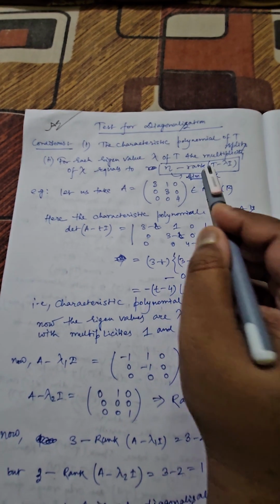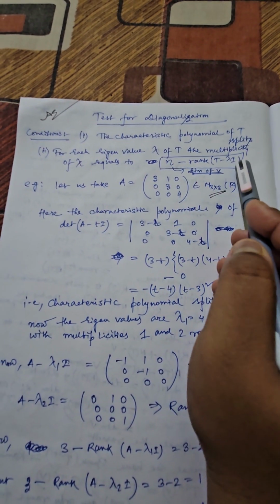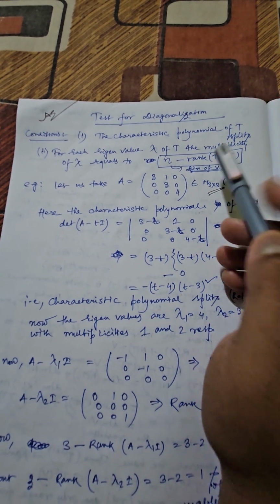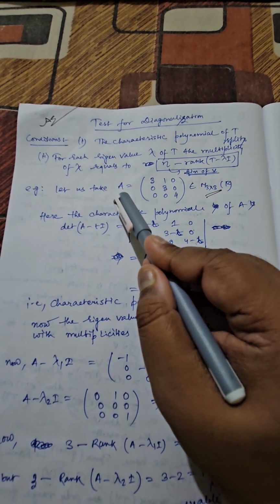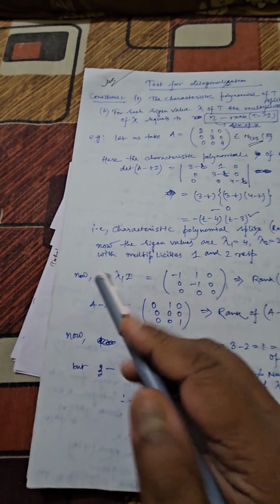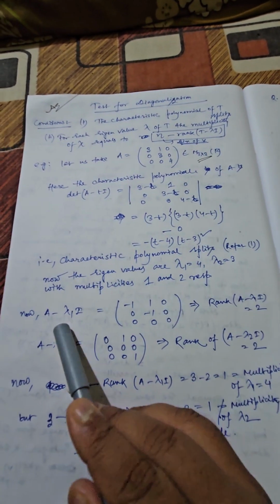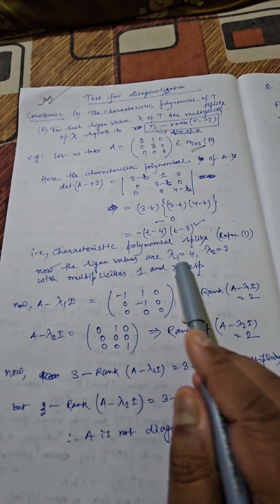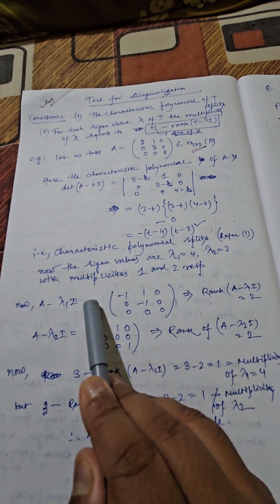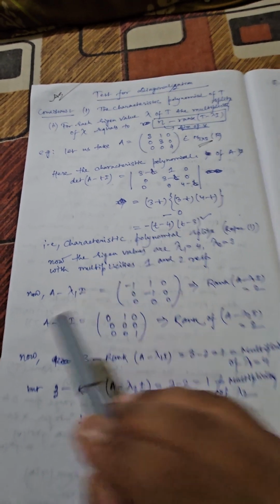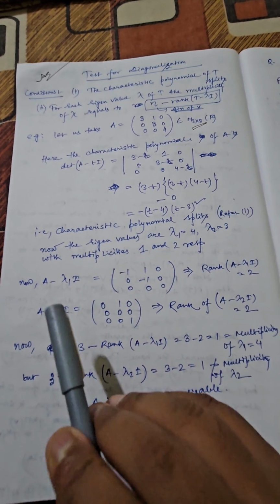Now just find out rank of T minus lambda I. Now here there is no T, instead of T you are given a certain matrix A, so that's why I have written A. Then you can see lambda I is there. What is the first value of lambda? As per our assumption, that is lambda 1. So A minus lambda 1 I, this will be the first part. A minus lambda 2 I, this will be the second part.